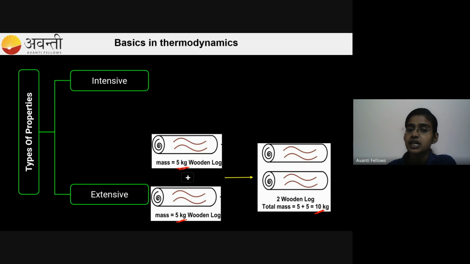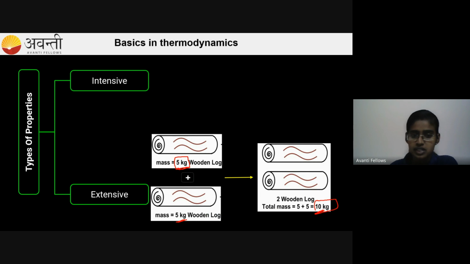Now the property mass: initially I have only 5 for one thing, but here I have 10 for one thing. So the property is going to change. The mass is going to change and the volume is going to change. Everything is going to change. So mass and volume are called extensive properties because on changing the size of the system, the mass is changing.